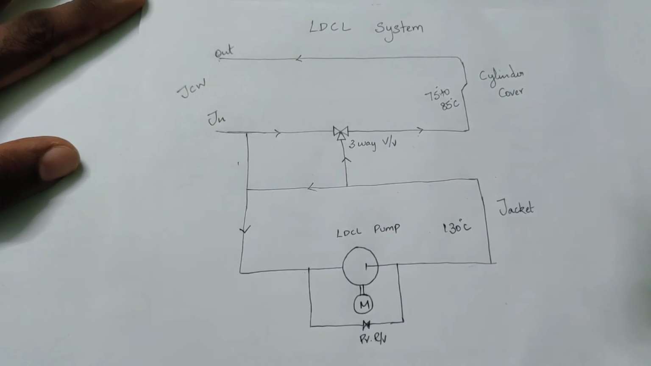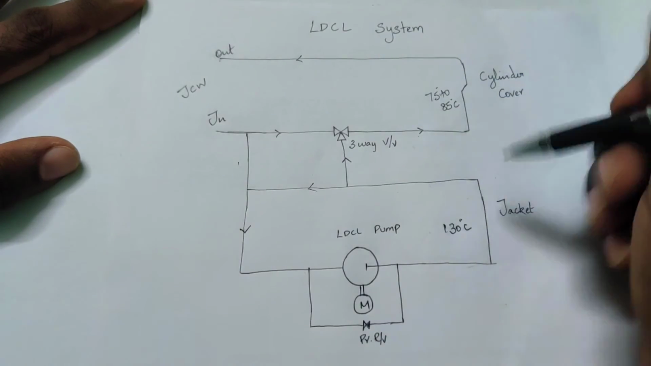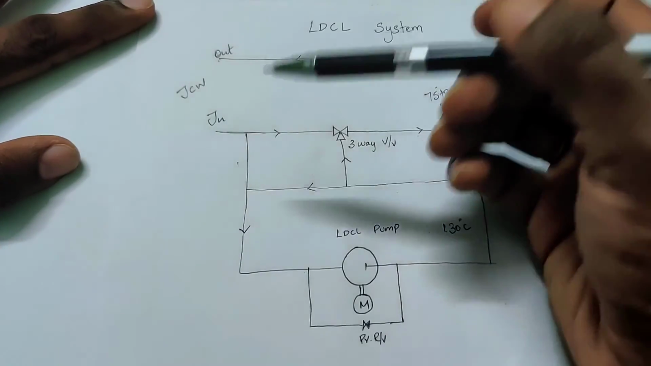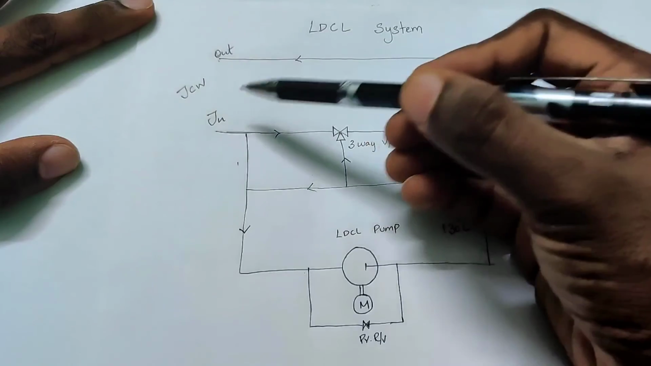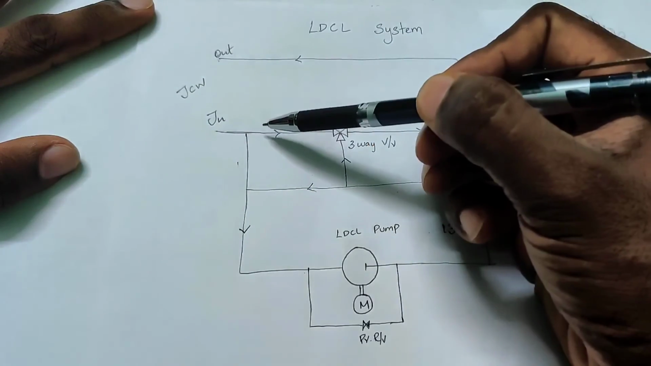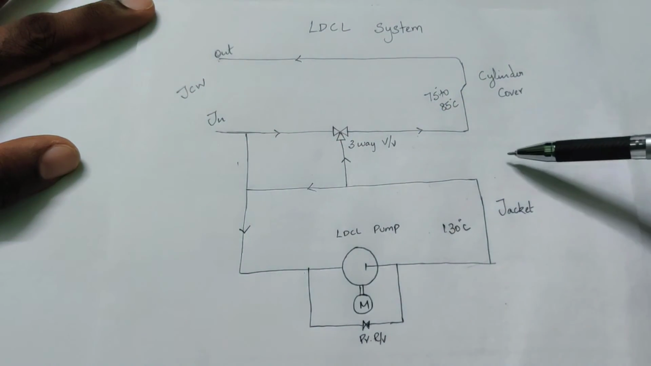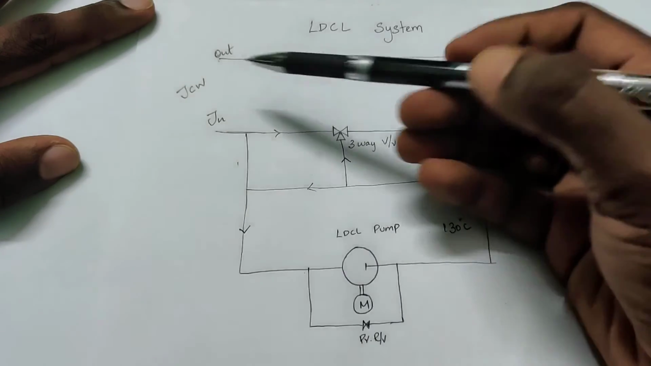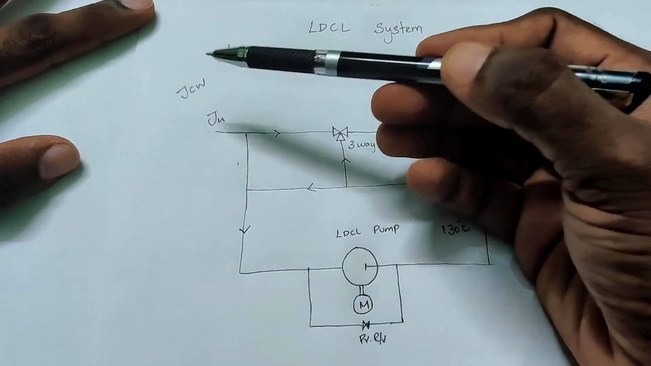Okay, let me explain this LDCL system in simple terms. With this simple diagram that I have made, in a normal engine, this is the jacket cooling water in, it comes to the jacket and goes to the cylinder cover and comes out, and which is then cooled by the jacket cooler.